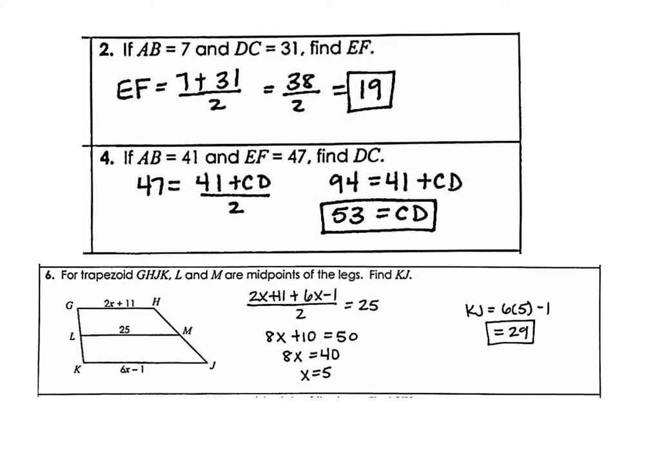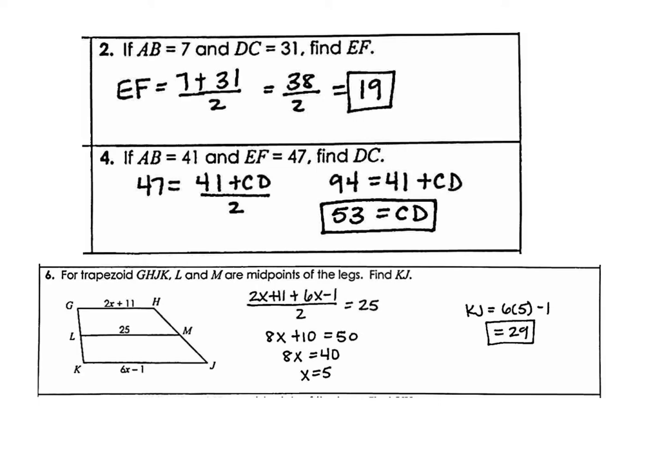So for the first one, they gave you A, B, and D, C. Again, you're using the picture from the example at the top. So EF is your mid-segment. So you should have added the 7 and the 31 and divided by 2 to get 19.